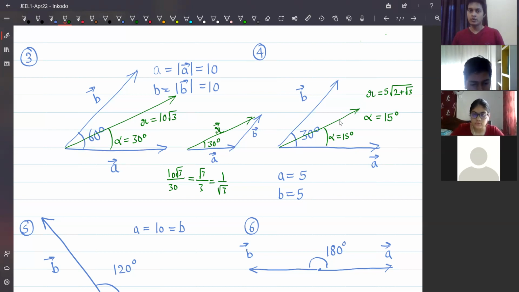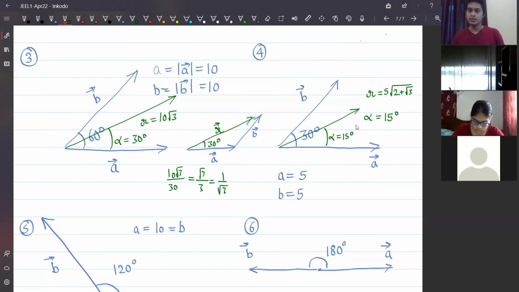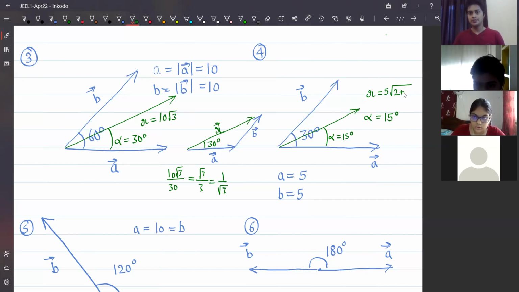So R will be root over 5 squared plus 5 squared, that is 50, plus 2ab. Is it 2 plus root 3 or 2 plus 2 root 3? 2 plus root 3 only. So the formula is a squared plus b squared, that will come as 50. Then 2ab cos theta, na? So cos 30 will be root 3 by 2. So it will be root 3.